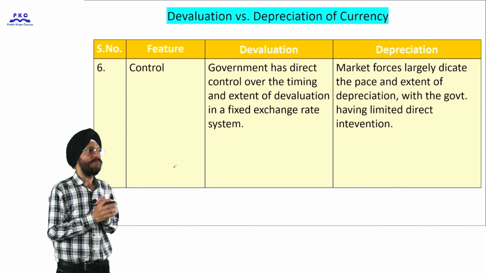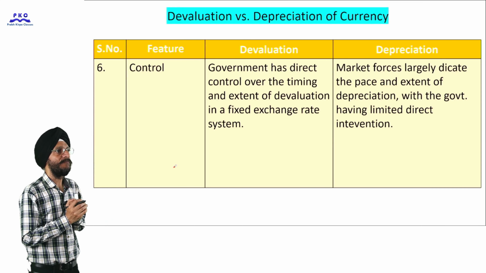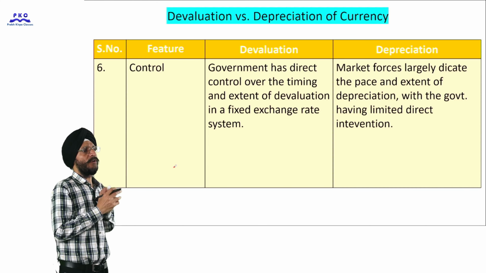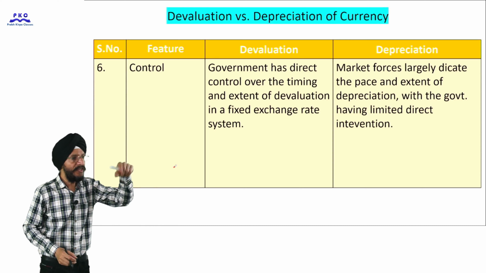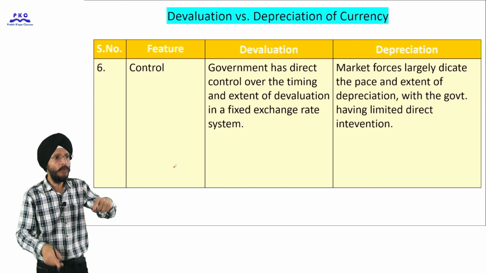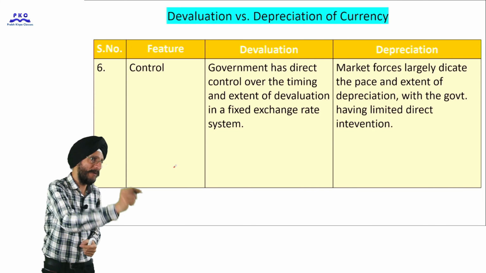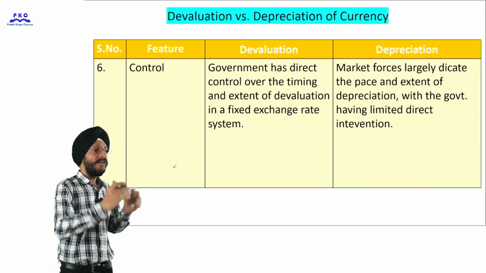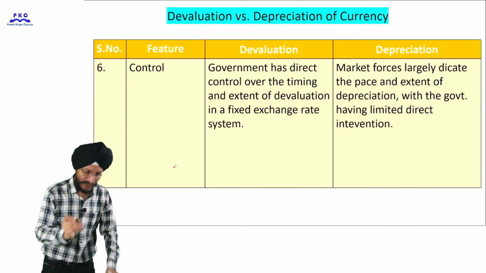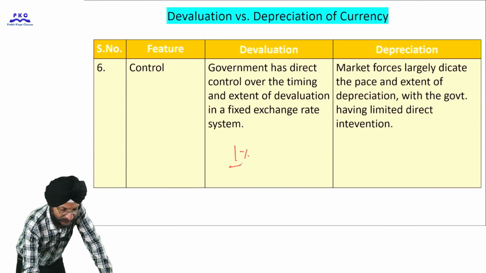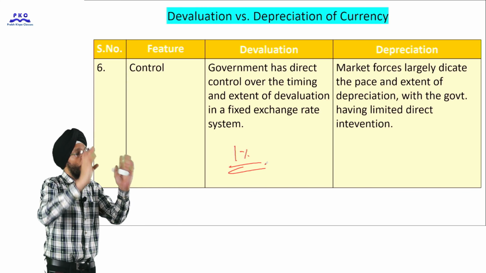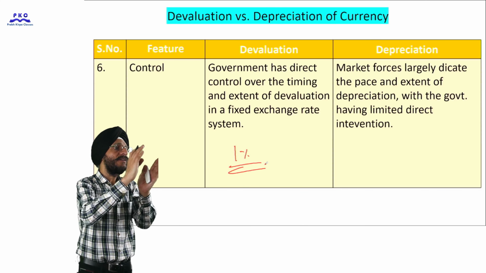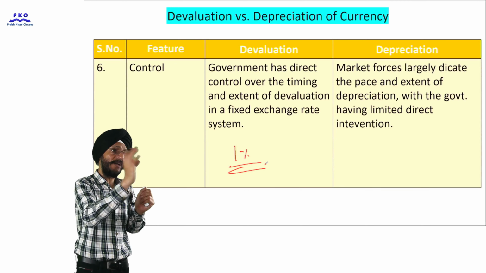Next is control. In the case of devaluation, the government has direct control over the timing. It may decide that it will devalue its currency tomorrow or next week or on a particular date. The government decides what is the timing of devaluation and what is the extent of devaluation, whether it wants 1% reduction, 2%, 3%, the government decides. Timing and extent of reduction in the value of the currency, the government decides.